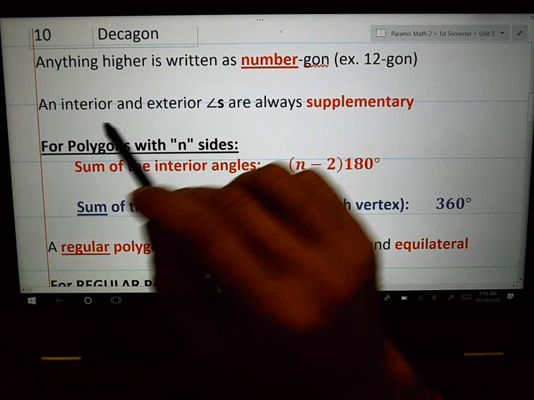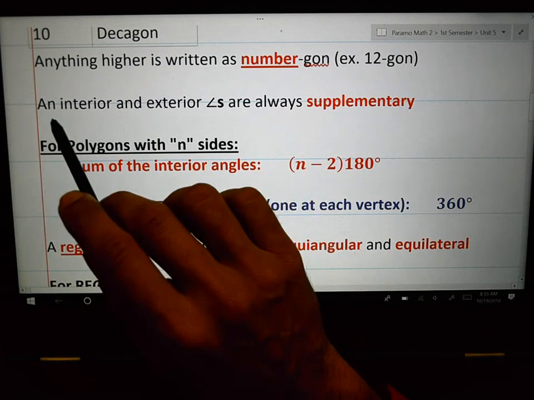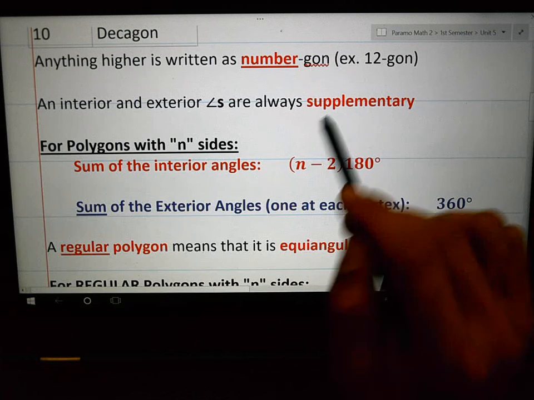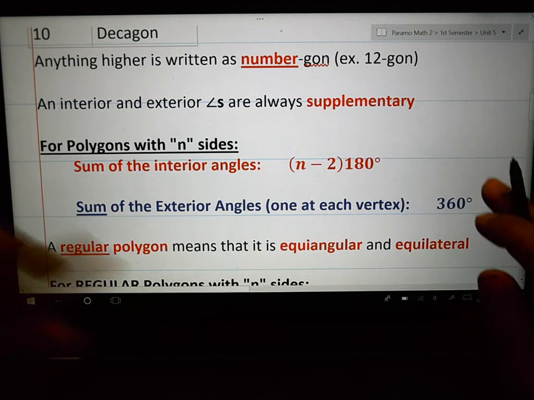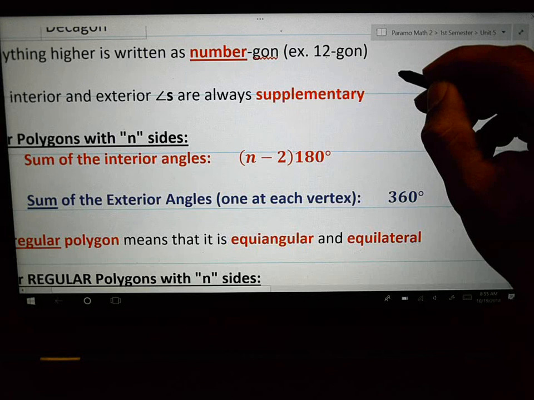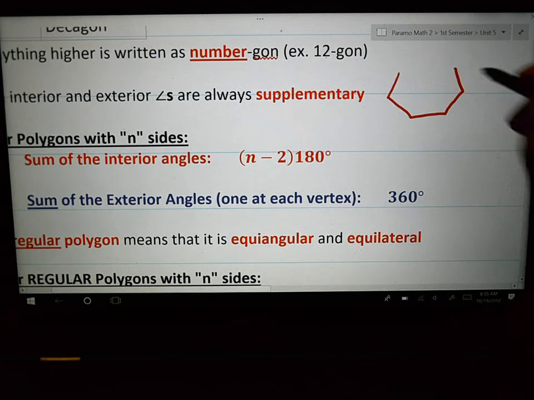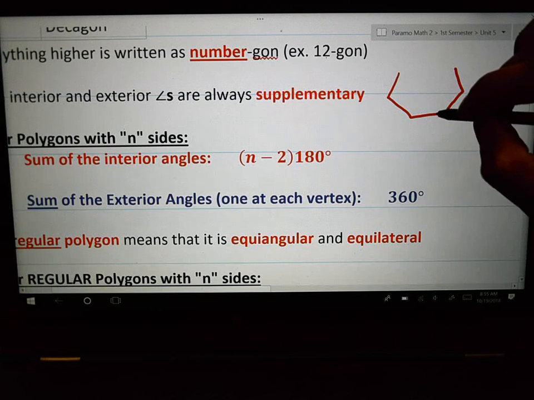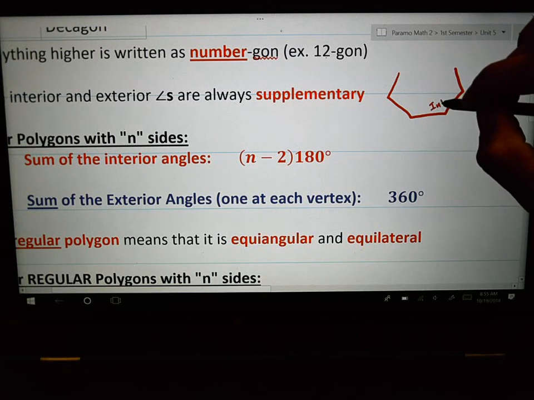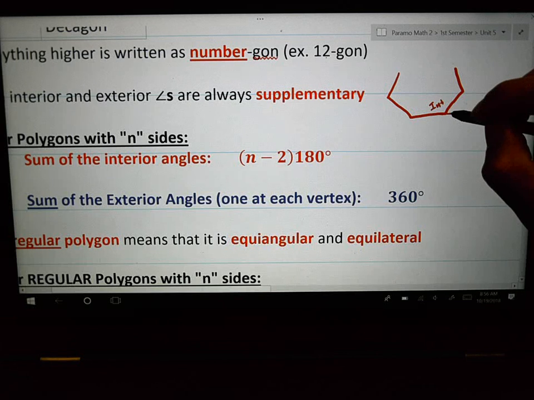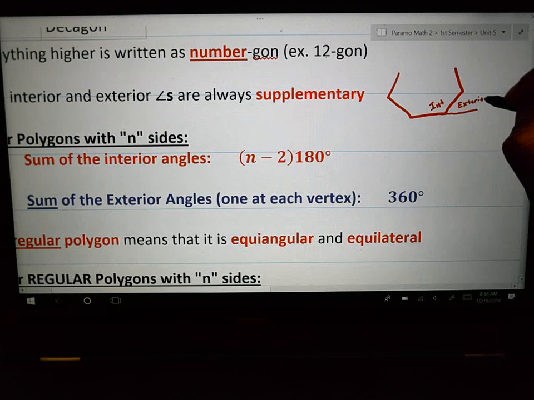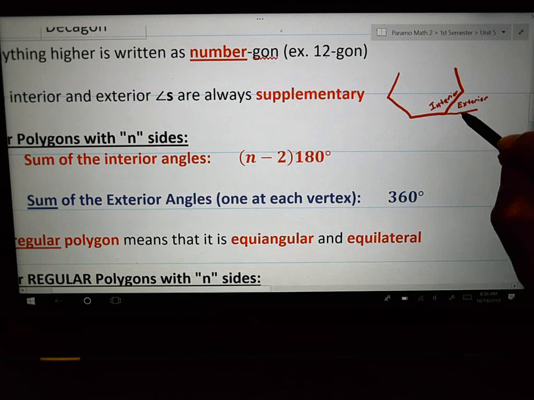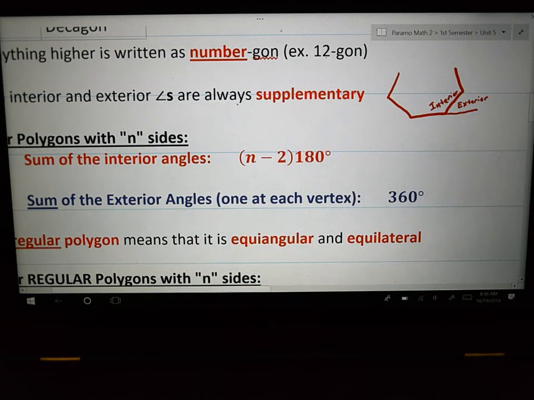The other thing that I need to tell you before I get into these formulas is that interior and exterior angles are always supplementary. It doesn't matter what shape you're dealing with. Let's just say I have a shape, and the bottom looks like this. This is an interior angle. And if I were to extend this line, this is an exterior angle. Interior angles and exterior angles are always supplementary. That may help you as you're dealing with problems.